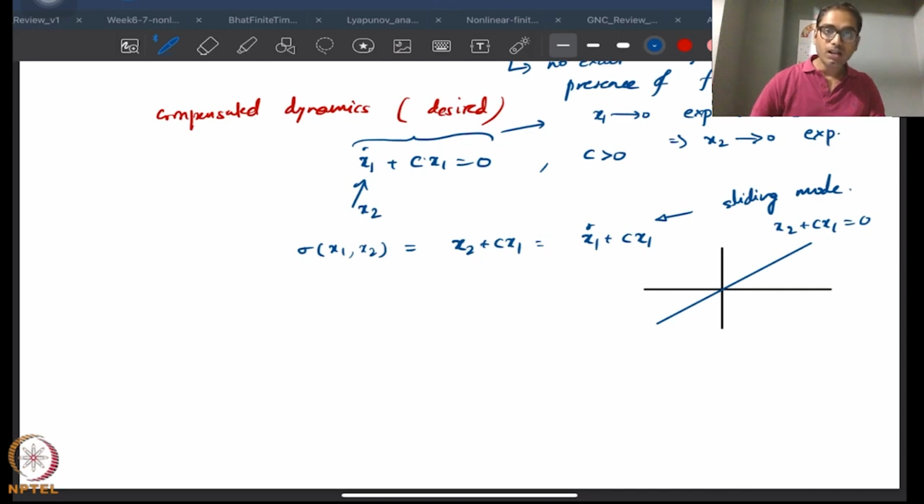So depending on whatever the value of c is, the inclination of this line may change and so on, but essentially that's what it is. All right, so this is what is a sort of a sliding mode, if you may. Now, how do we ensure that our system follows this?